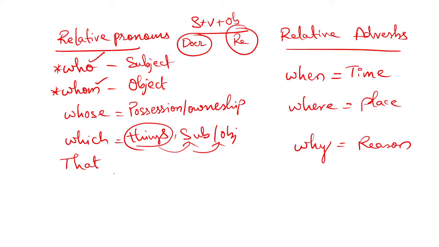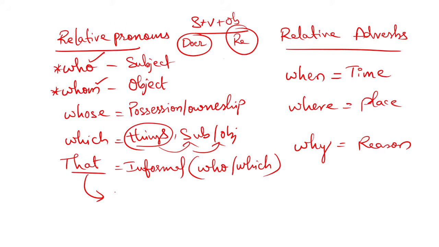Next, that is the case which you use for informal use. This is actually an informal case, and this word that is used in place of who and also in place of which. Remember that also has another meaning in English. It is used to show a particular case. If anything is particular, in the place of who or which, then we can use the relative pronoun that.